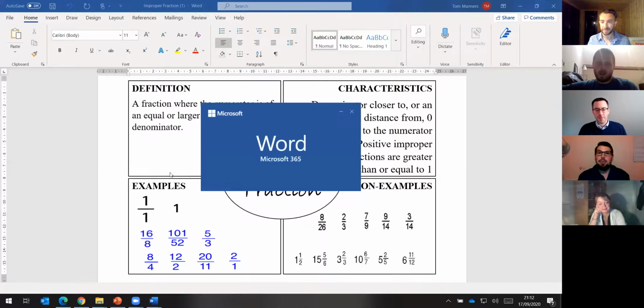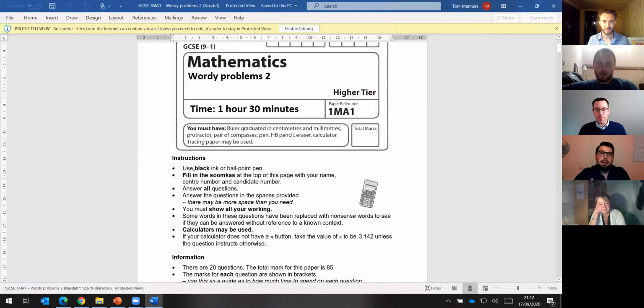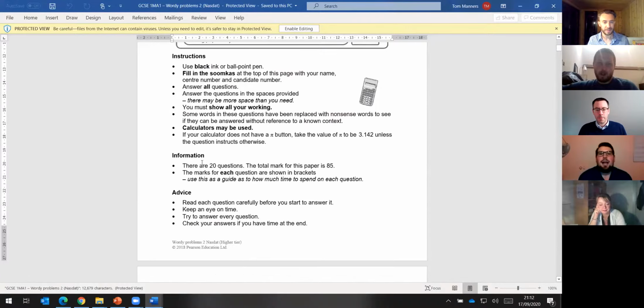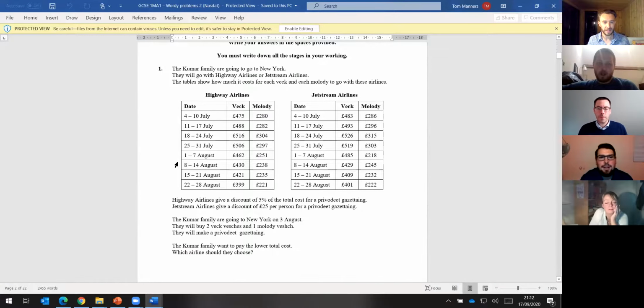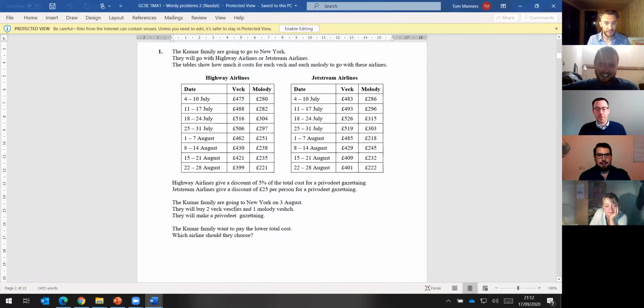There's wordy problems where they've got the standard wordy problems, but they've also taken the context to its extreme. This is well prepared, by the way. We clearly gave this great thought. So there you go. They will buy two Vec Vaishis and one Molody Vashai.